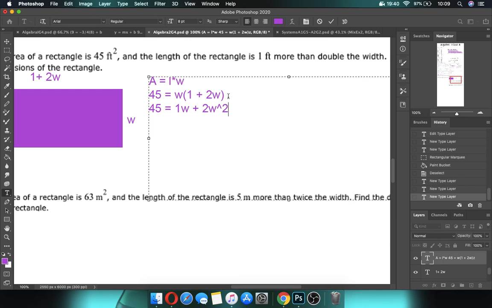And now that infamous question I'm going to be asking on this in the next video, is it set to 0? No, it's not. So we're actually going to go through the effort of subtracting 45, subtracting 45. So 0 equals negative 45 plus 1w plus 2w squared.